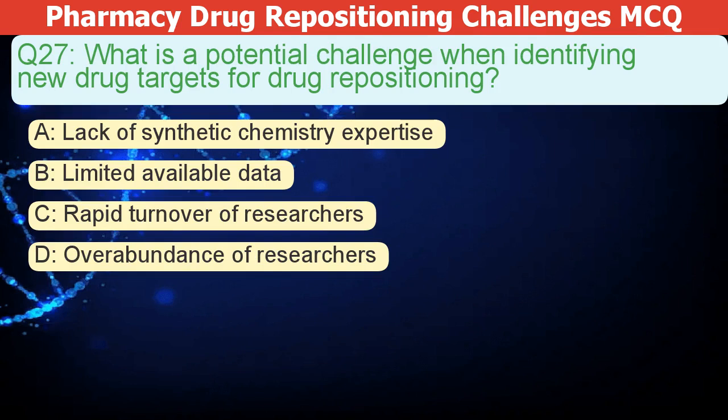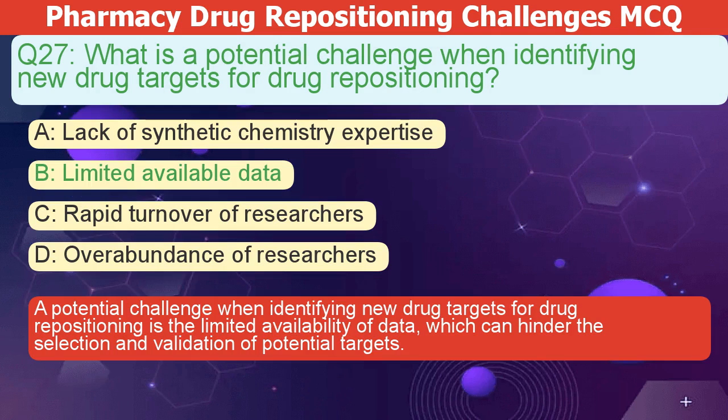What is a potential challenge when identifying new drug targets for drug repositioning? A. Lack of synthetic chemistry expertise. B. Limited available data. C. Rapid turnover of researchers. D. Overabundance of researchers. The correct answer is B.